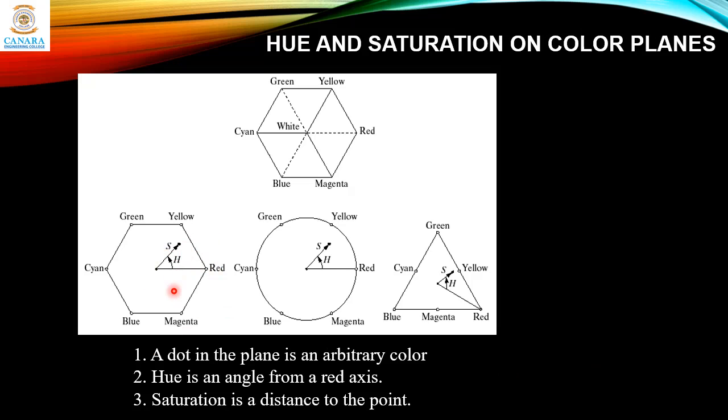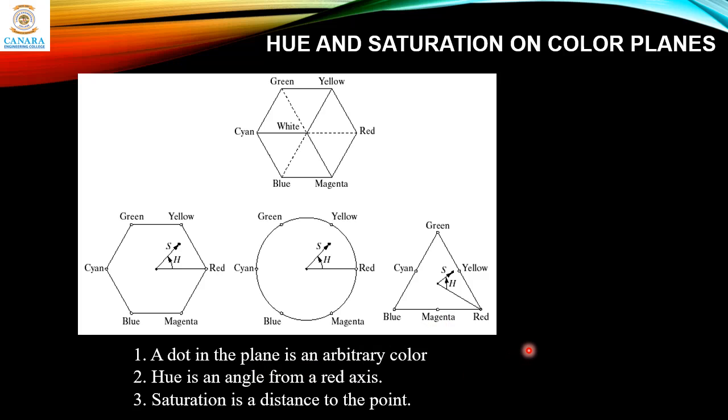So these are the various representations for hue and saturation in the HSI color model. You can go for a hexagonal representation, where you have all the colors represented on each corner, and the white is in the middle. You can also have a circular or triangular representation. In all of these, the relationship between the colors remains the same. Between green and blue you have cyan, between green and red you have yellow, and between red and blue you have magenta.